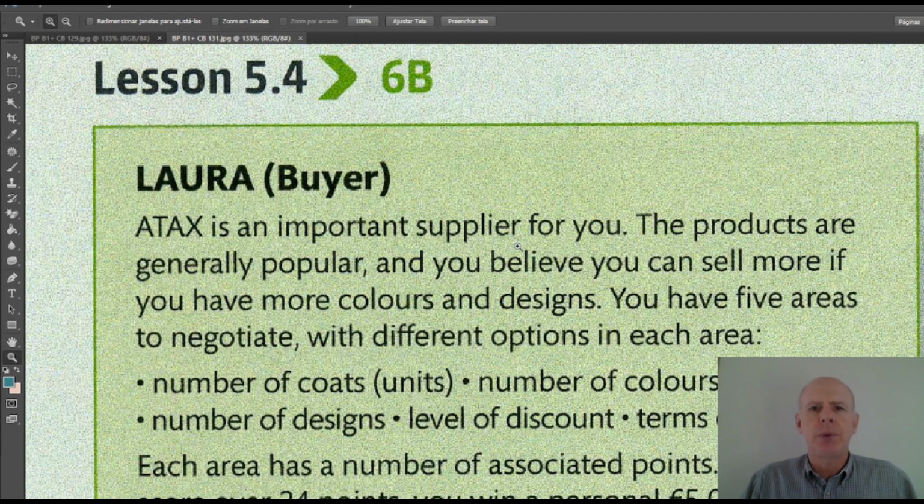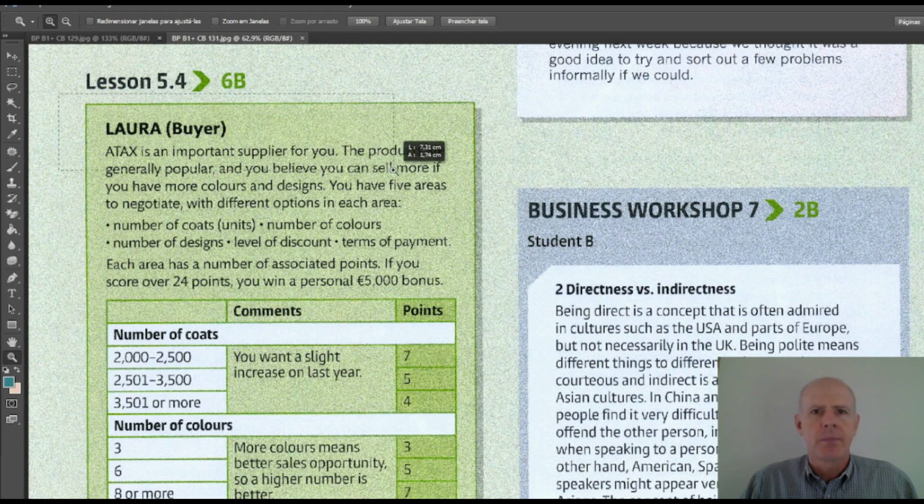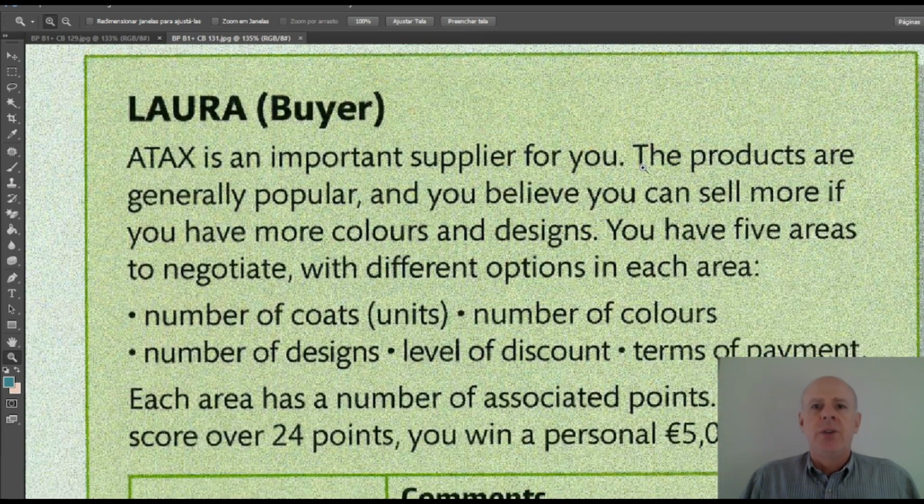ATEX is an important supplier for you. The products are generally popular and you believe you can sell more. Oops, why should I do that? Sorry. You can sell more if you have more colors and designs. You have 5 areas to negotiate with different options in each area. The number of coats, number of colours, notice that in British English there's the U here. Number of designs, level of discount, and terms of payment. Each area has a number of associated points.